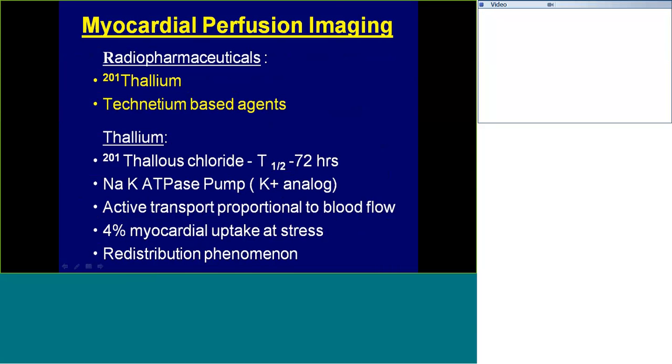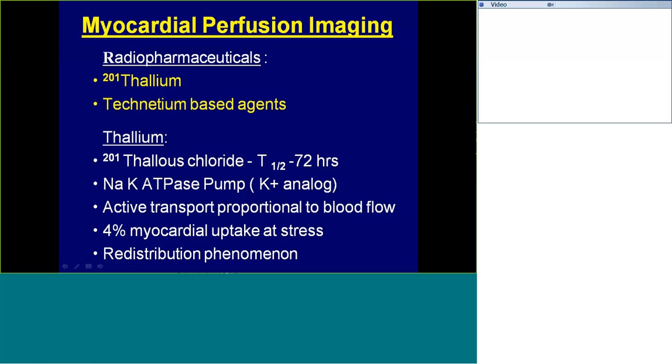So let us now discuss the various radiopharmaceuticals that are being used in detail. One is 201 thallium, available as thallous chloride, and it has a half-life of 72 hours. The uptake of thallous chloride is facilitated by the presence of the sodium potassium ATPase pump, because it is a potassium analog. Potassium and thallium come in the same group in the periodic table, so the physical and chemical characters of potassium and thallium are the same. Because potassium is pushed into the viable myocyte by the sodium potassium ATPase pump, thallous chloride also is pushed into the myocardium using the same pump. The uptake of thallium is proportional to the blood flow, and it is an active transport.